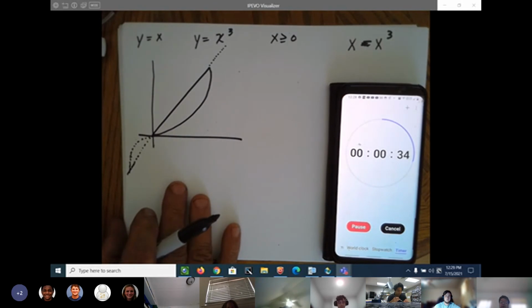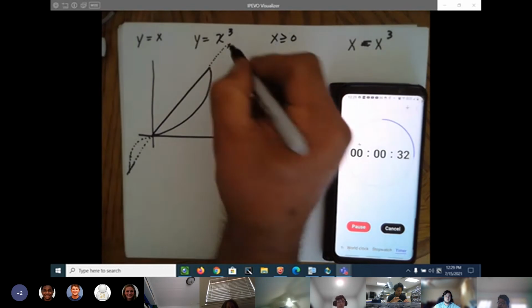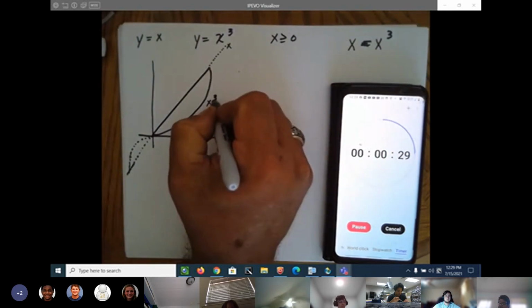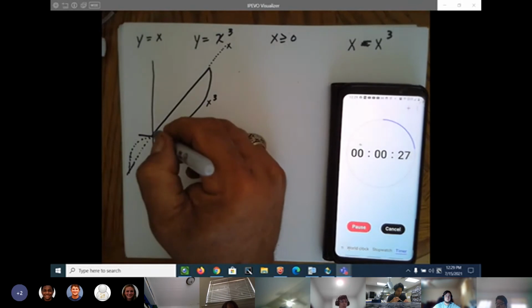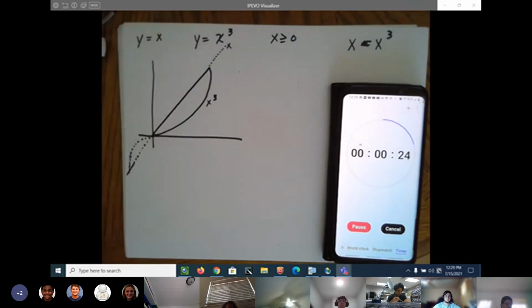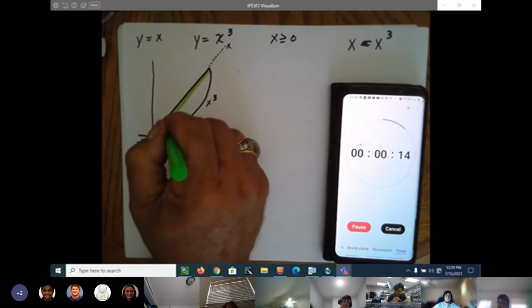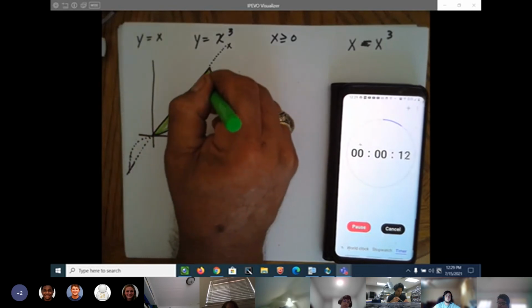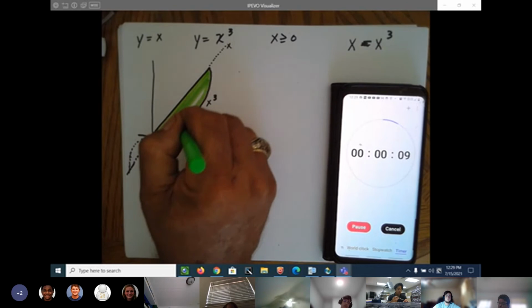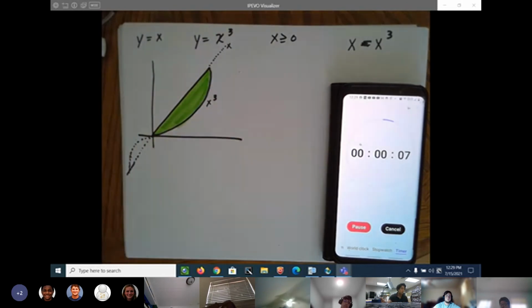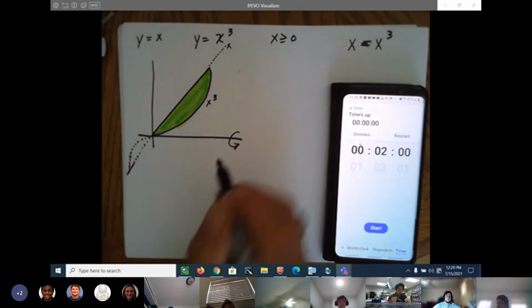Okay, that's what the graph looks like. This is x, and this is x cubed. So they want to know the volume of this guy. And I forgot to tell you, it's around the x-axis. Around the x-axis.